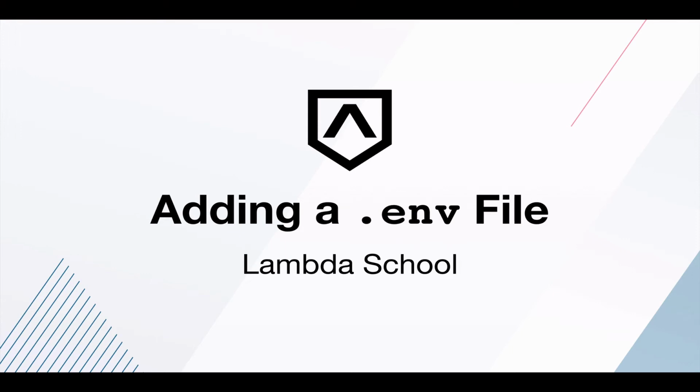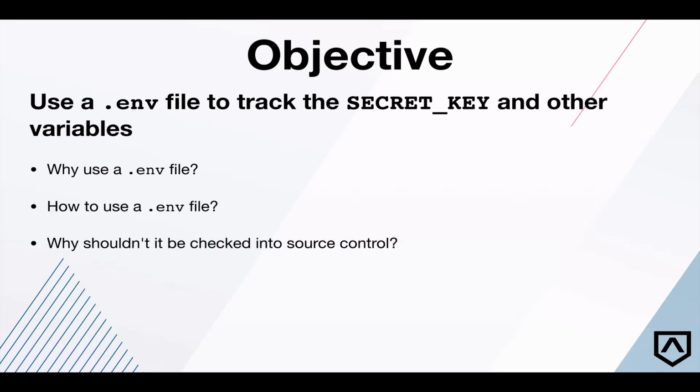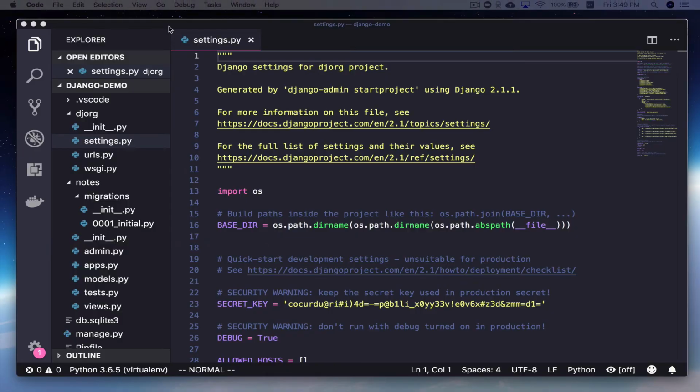Next for our Django project, we're going to talk about adding a .env file. We're going to use this to track our secret key and other variables that we have set. We'll talk about why we're going to use an env file, how to use one, and why it shouldn't be checked into source control. So let's have a look and see what we have in our project so far.